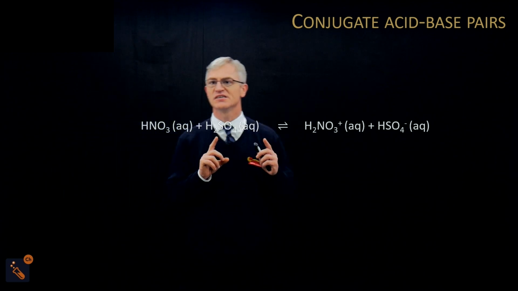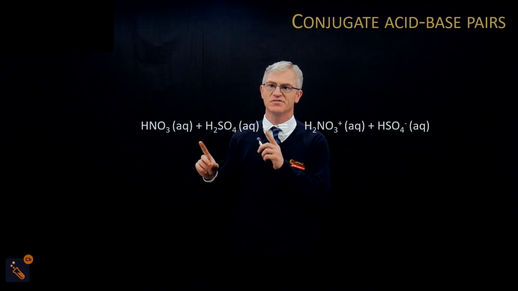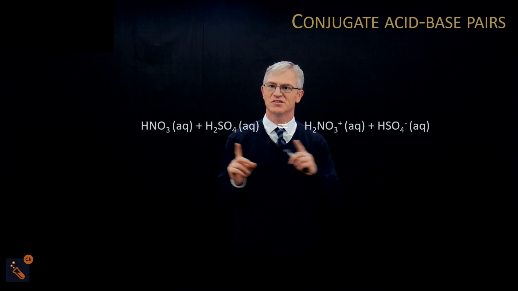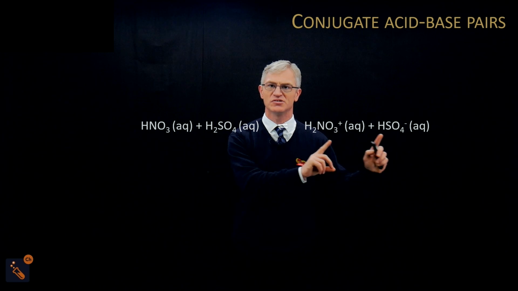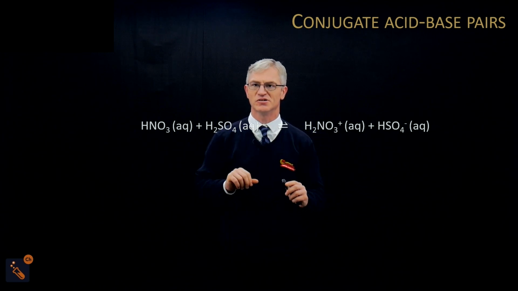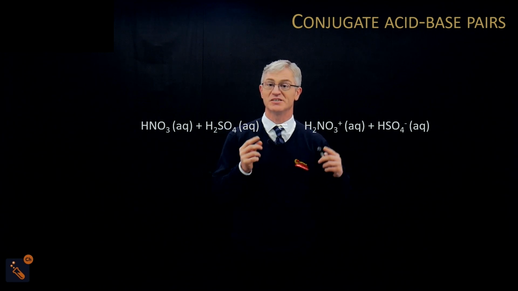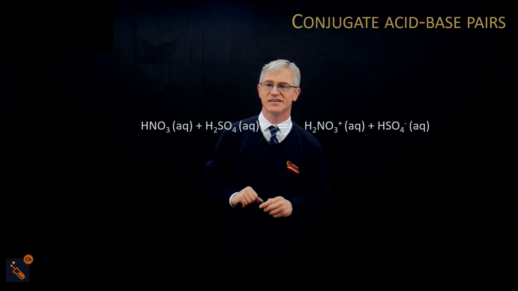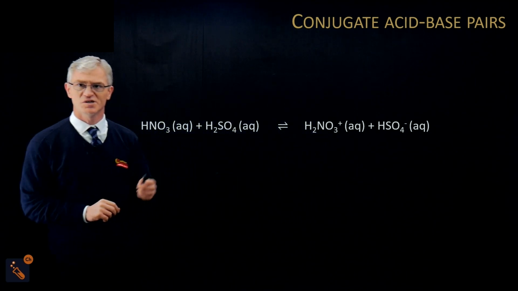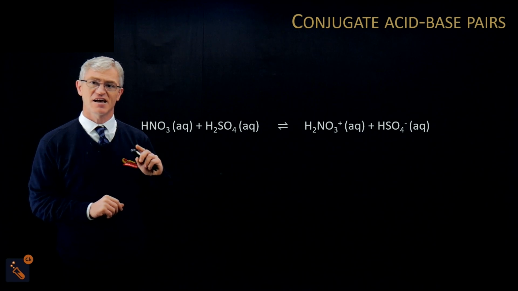Now if we then go to the sulfuric acid here, so the sulfuric acid here has gone from H2SO4 to HSO4-. So the hydrogen's gone down from 2 to 1. So it's lost a proton. Because it's lost a proton, it's donated a proton, that's acting like an acid. So we know that that's an acid and that's a base.